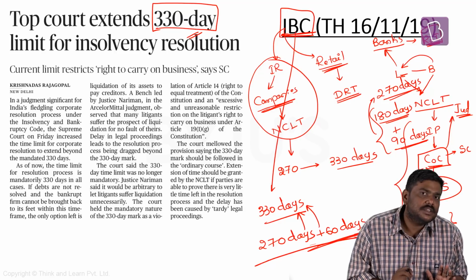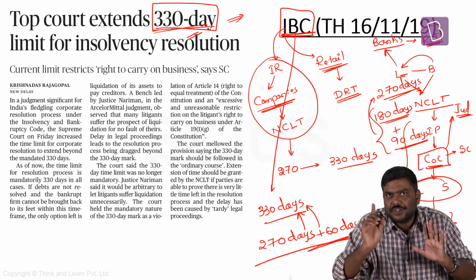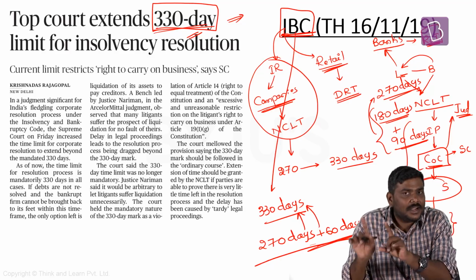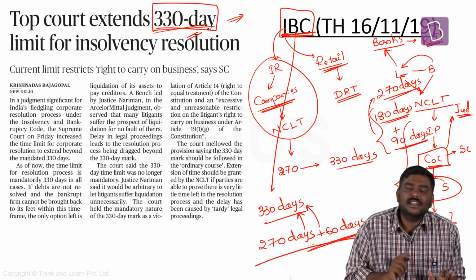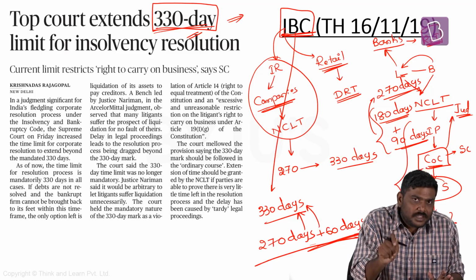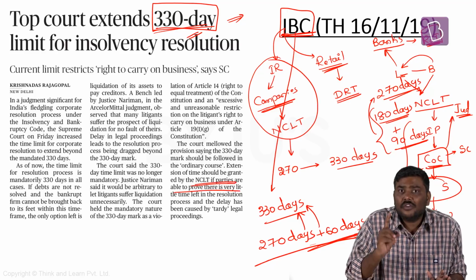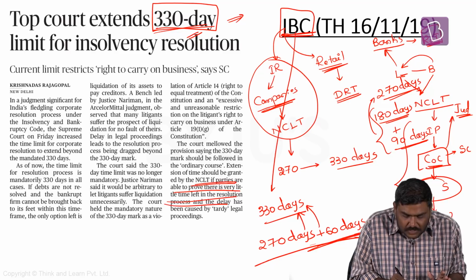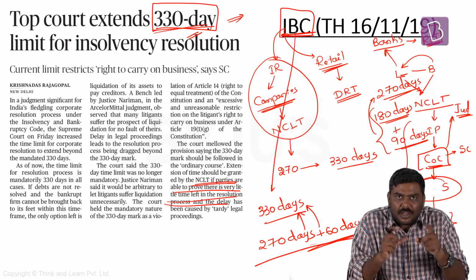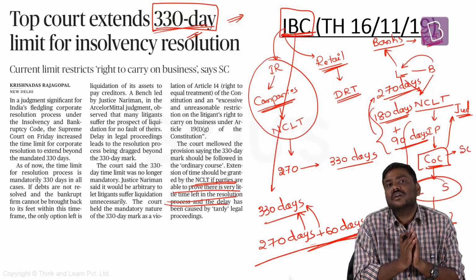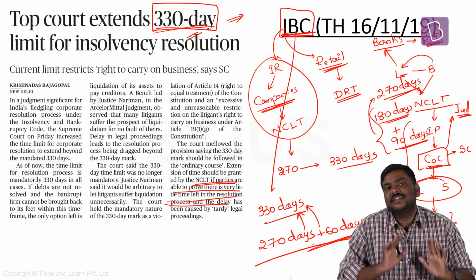In some of the cases, the time limit of 330 days will be allowed to be breached, but with certain conditions. Now, what is the condition put forward by the Supreme Court? Supreme Court basically says, if parties involved in the process can prove to NCLT that because of the litigation or because of the tardy legal process, the time left for resolution is very less, then the time limit can be extended to even beyond 330 days.